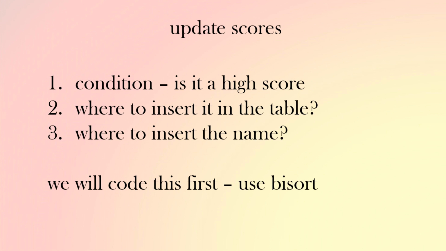We can't use a dictionary because we could have the same player or the same score, so we need two lists. But when the player gets a high score, that high score is going to go somewhere in that list and the name needs to be in the same place. So we can use the bisect again.